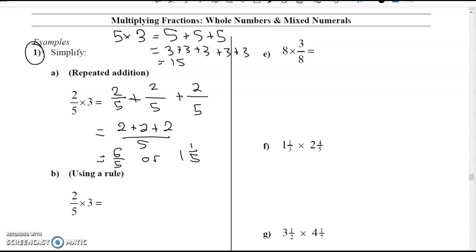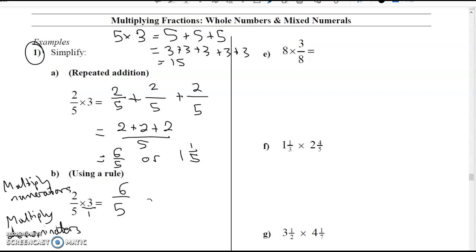So now I'm going to give you a rule that you can solve it with. So 2/5 times by 3. Another way to think about that question is 3 is really the same thing if I wrote it as a fraction as 3 over 1. And so the rule works by just multiply numerators and multiply denominators. So if I do that, I get 2 times 3, I get 6 on the top. 5 times 1 on the bottom is going to be 5, which is 6 over 5, or 1 1/5, which is the same as what I got above. But I just used a rule this time.